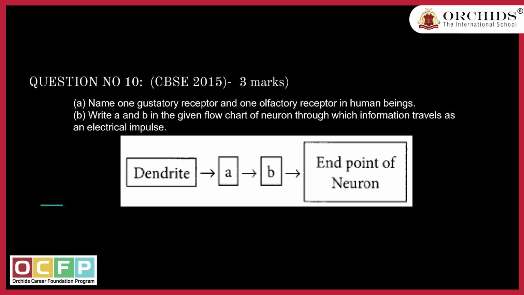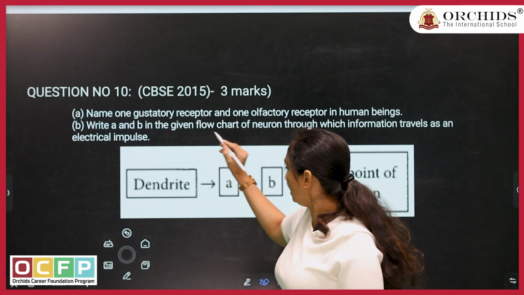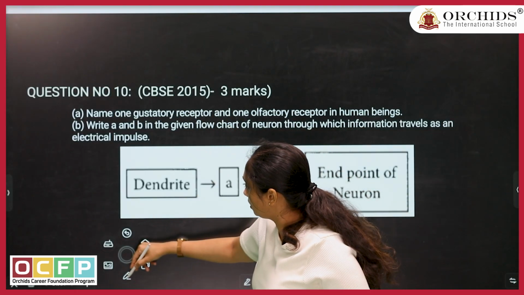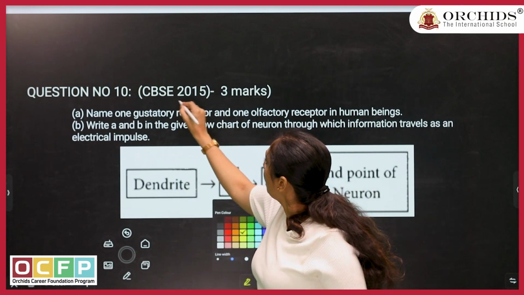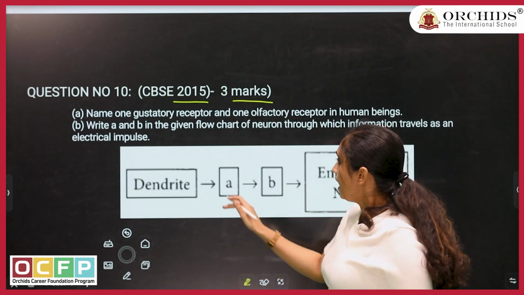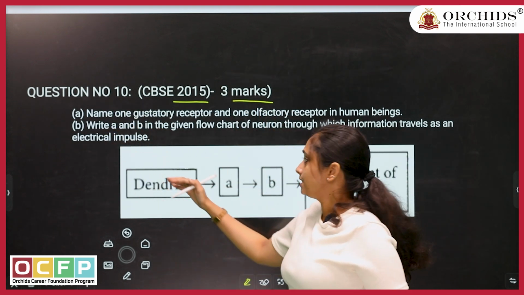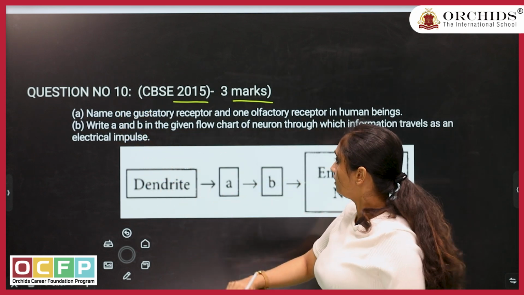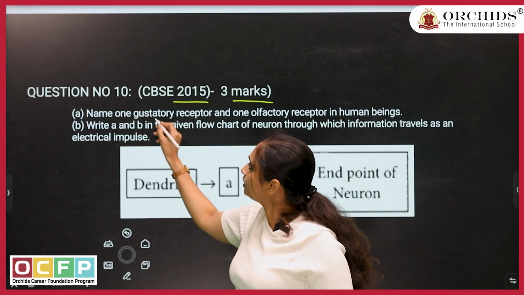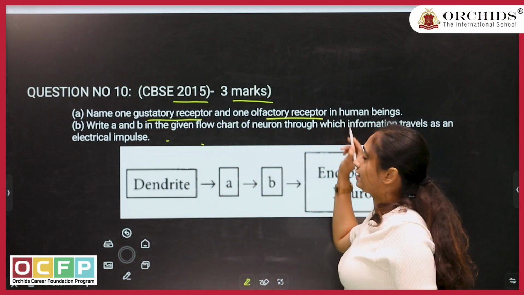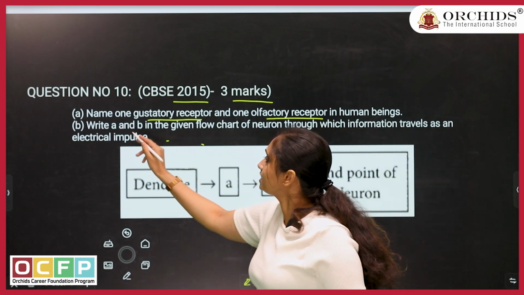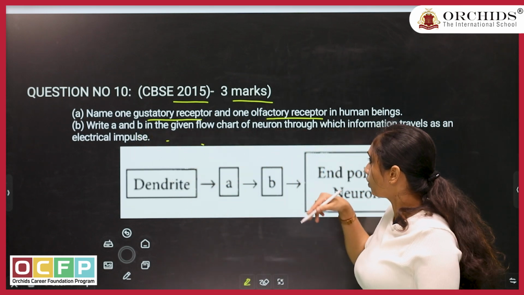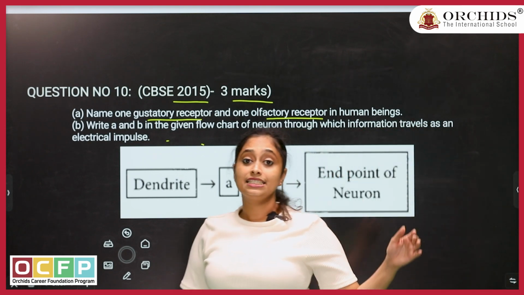So move to our last question, that means question number 10. See this question, it was asked in 2015 and it is a 3-mark question. There are 2 parts to this question, section A and section B. Question A is: name one gustatory receptor and one olfactory receptor in human beings. And the second part is: write A and B in the given flowchart of a neuron through which information travels as an electrical impulse.